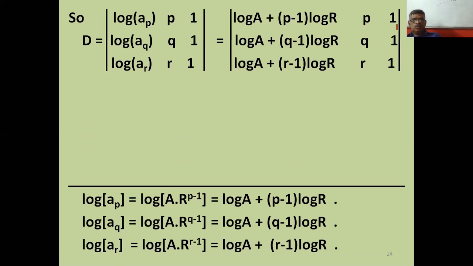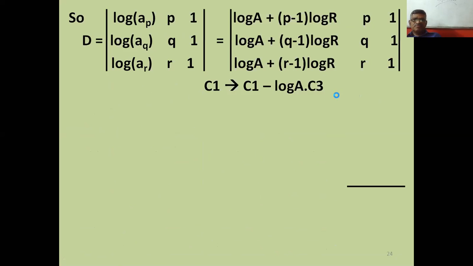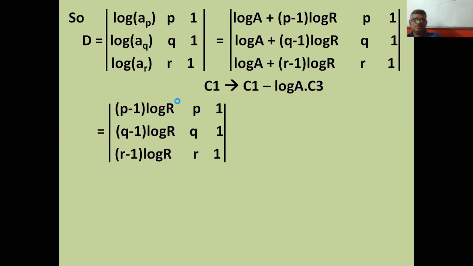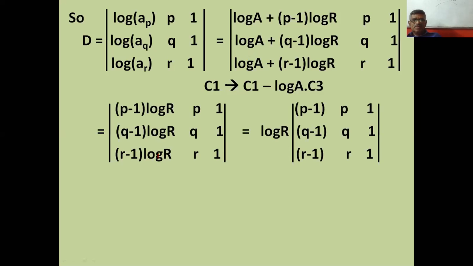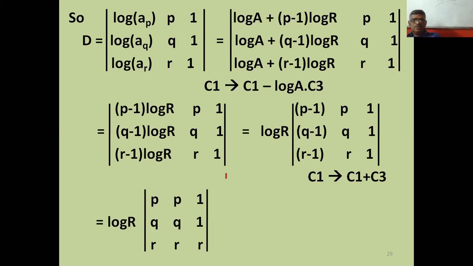Now the value is obvious. C1 changes to C1 minus log A into C3. Log A cancels. First term will be simply P minus 1 log R. Take log R common out. P minus 1, Q minus 1, R minus 1. Add C3 to C1, C1 into C1 plus C3. That is P, Q, R. Now it is 0 because first column and second column are identical.